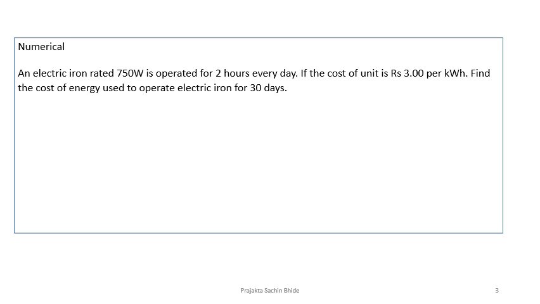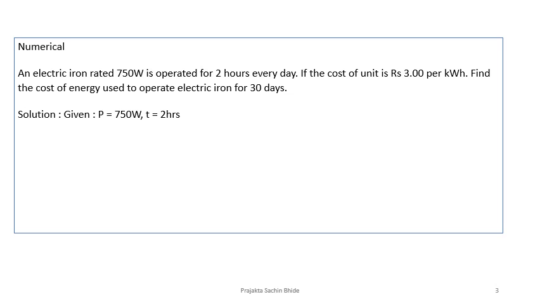Let us quickly do a numerical based on the same. An electric iron rated 750 watts is operated for 2 hours every day. If the cost per unit is 3 rupees per kilowatt hour, find the cost of energy used to operate the electric iron for 30 days. So what it means, I know the power required by the electric iron, that is given. I know how many hours that iron is going to work, that is 2 hours per day, and for a month, that is 30 days, how much will be the consumption.